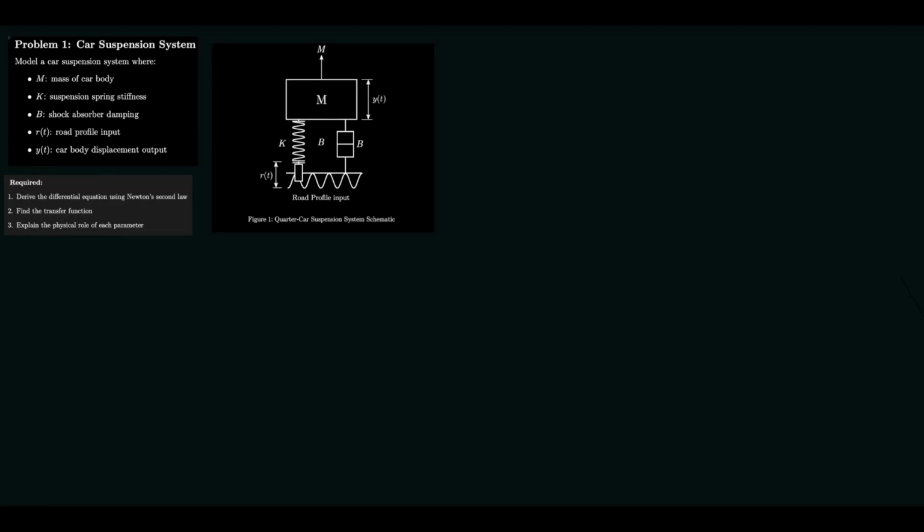We have a problem right here. Model a car suspension system where M is the mass of the body, K is the suspension spring stiffness, B is the shock absorber damping, R(t) is your road profile input, and your y(t) is your car body displacement output.